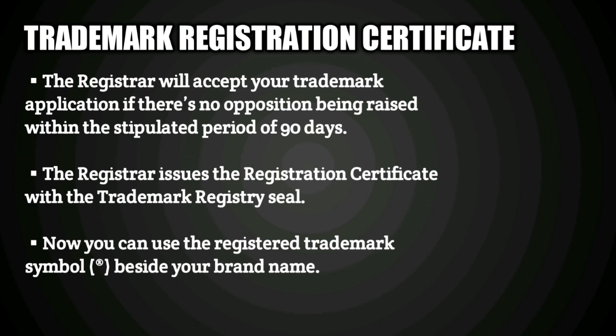Step 6. The Trademark Registration Certificate Issuance. The registrar will accept your trademark application if there is no opposition raised within the stipulated period of 90 days or 120 days. The registrar issues the registration certificate with the trademark registry seal. Right from the moment you have been issued your certificate, you can use the registered trademark symbol beside your brand name.